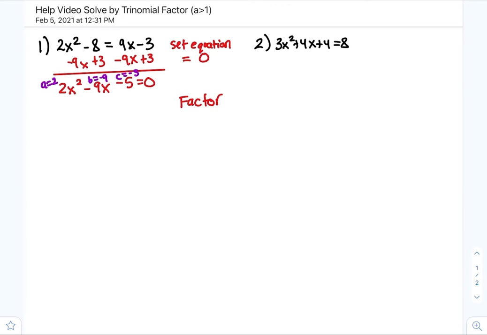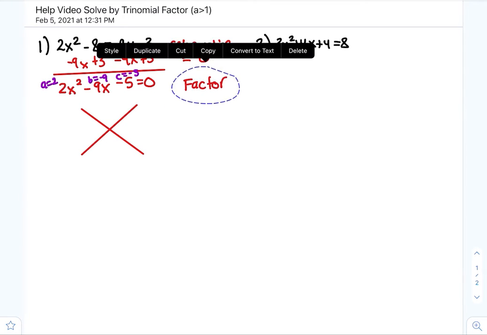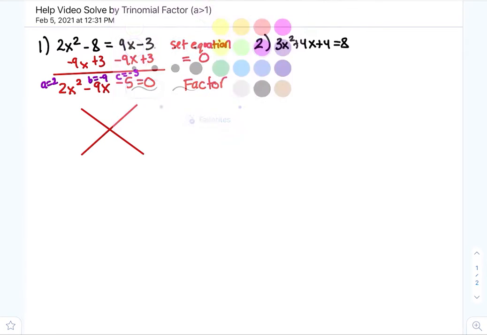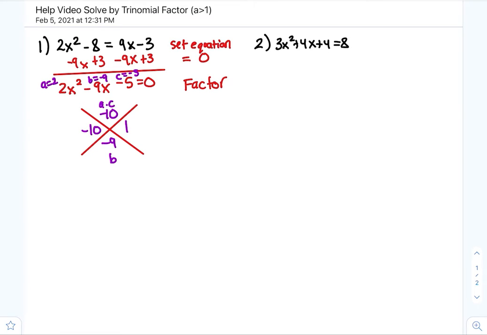When you factor, remember to use your X method. Remember, a times c is up top and b is on the bottom. So our a times c is 2 times negative 5, which is negative 10, and our b value is negative 9. So, two things that multiply to negative 10 but add together to give negative 9. That's negative 10 and 1. Now, a is greater than 1, right? Since a is greater than 1, that means you have to factor by doing your X box method.